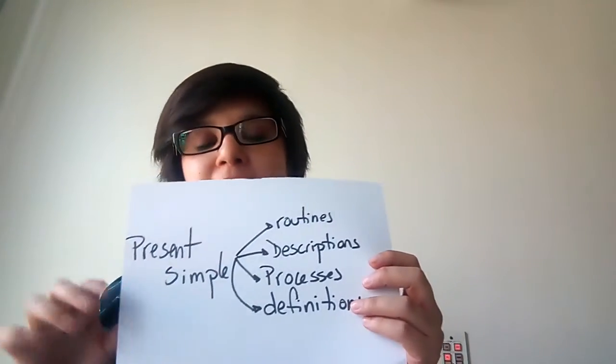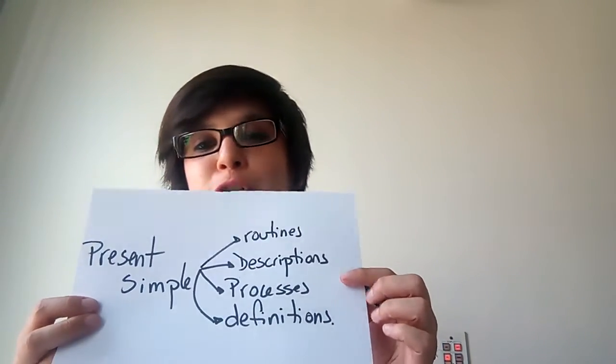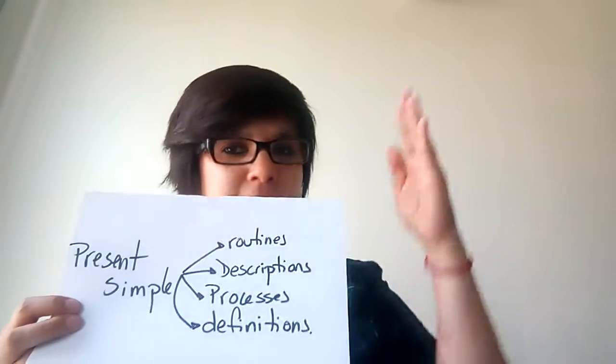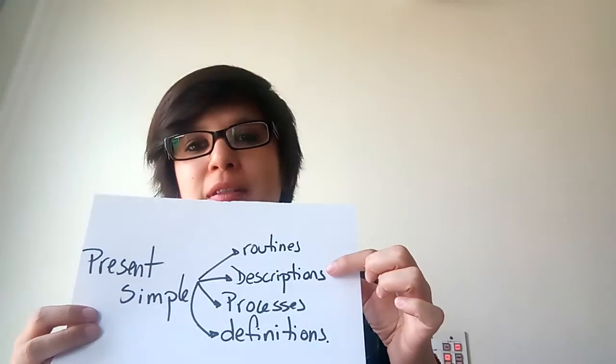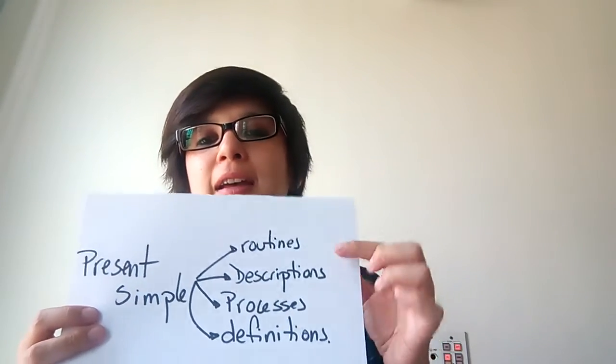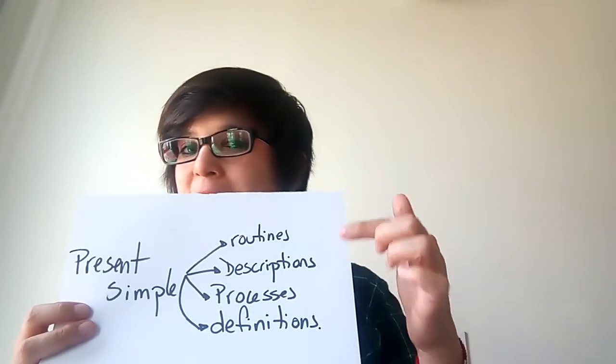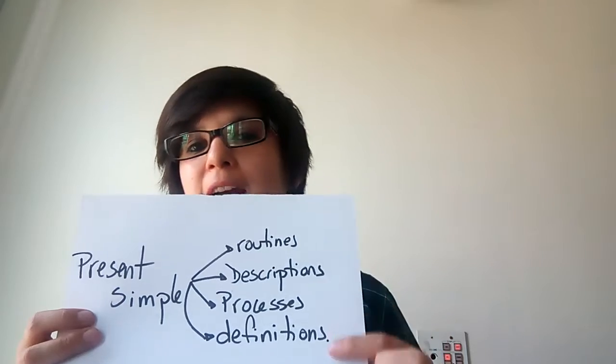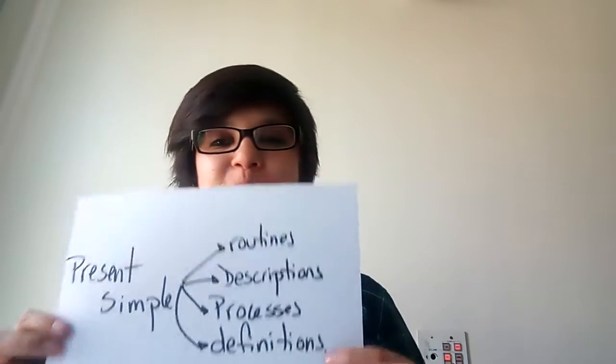Okay, hello students. In this video, I'm going to explain to you how to use the present simple. So, the present simple is a tense, un tiempo verbal, that we use for talking about routines, something that you do every day, descriptions, how something works, a process, the same as a description, and of course, a definition.